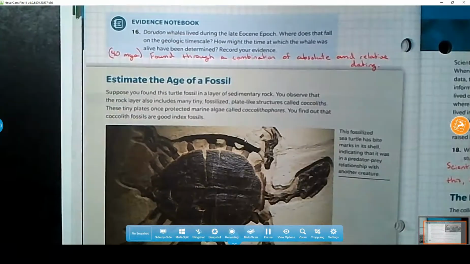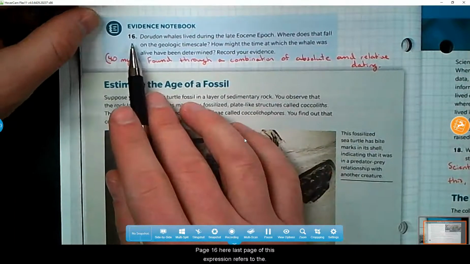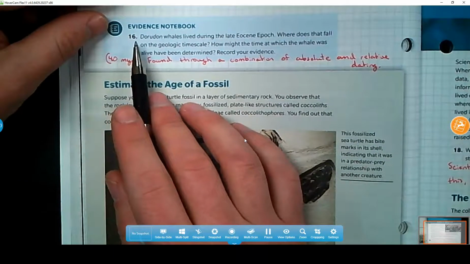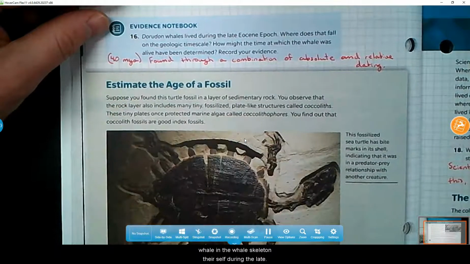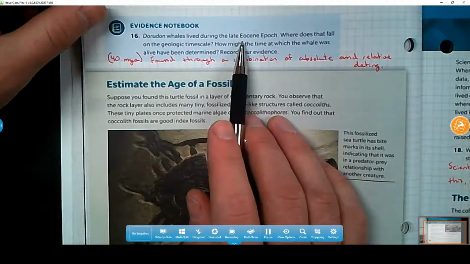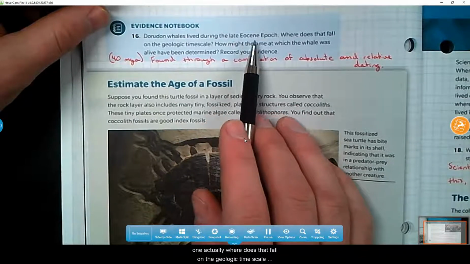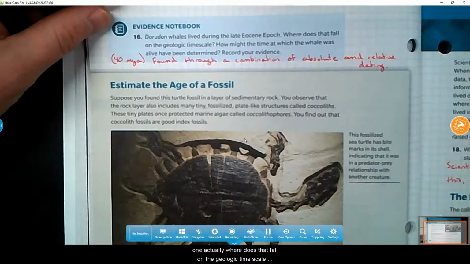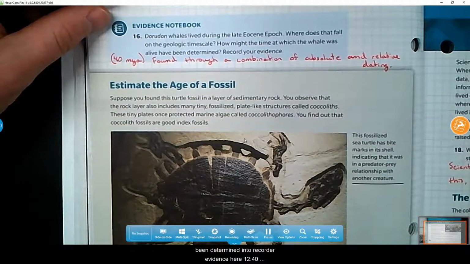All right. So page 16 here, last page of this exploration. Number 16 refers to the phenomenon from the beginning, the picture of the whale and the whale skeleton there. So the whales lived during the late period here. I don't even know how to pronounce that one actually. Where does that fall on the geologic time scale? How might the time in which the whale was alive have been determined?